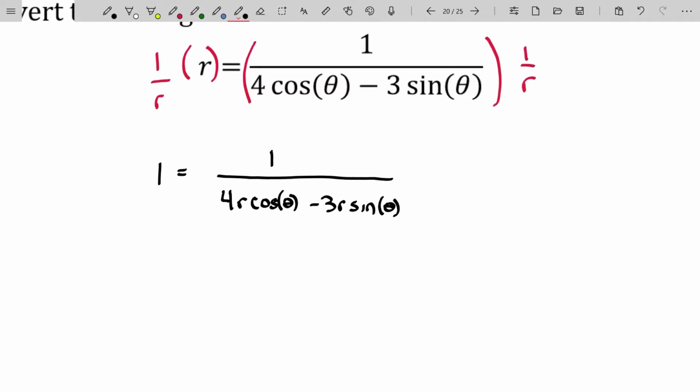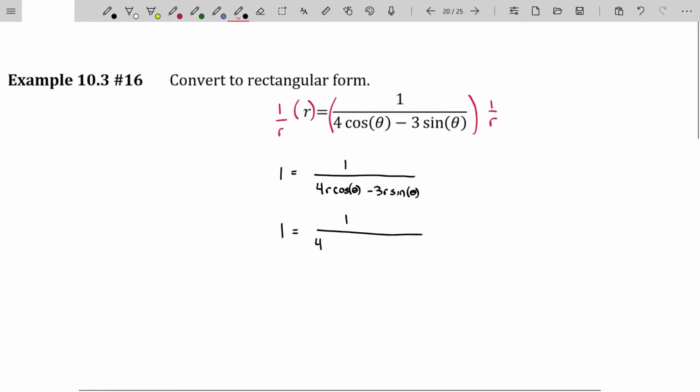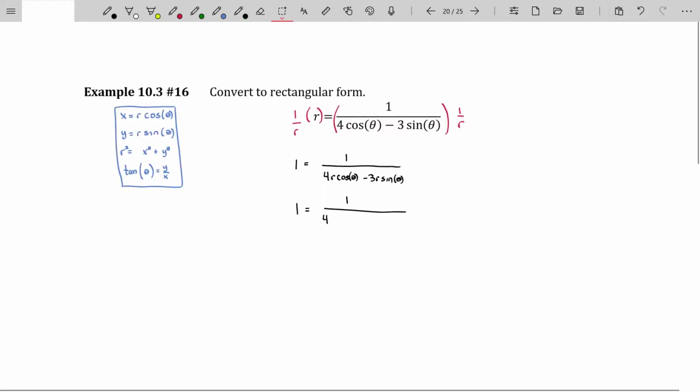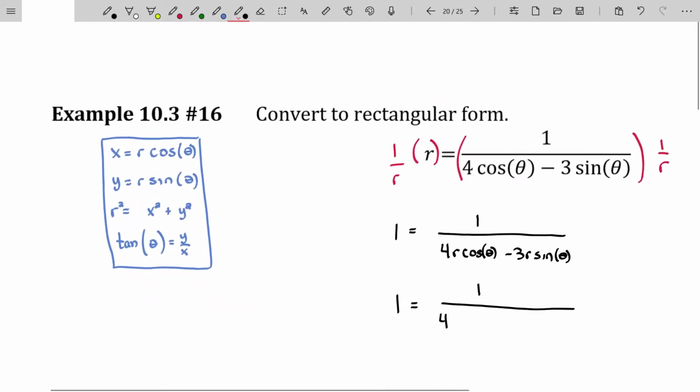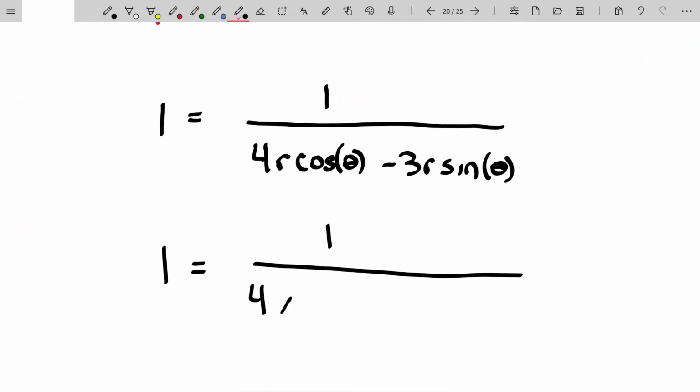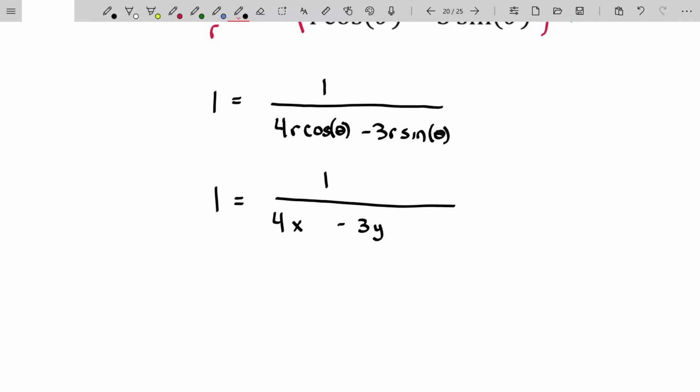You could do a little trick here if you want. I'm going to just do one other thing here. 1 equals 1 over 4. We know that r times the cosine of theta is equal to x, and r times the sine of theta is equal to y. So r cos theta here is going to be x minus 3 times y. And I would probably take the reciprocal of both sides, honestly. The reciprocal of 1 is 1. The reciprocal of the right-hand side is 4x minus 3y. And there you go. That's the equation.